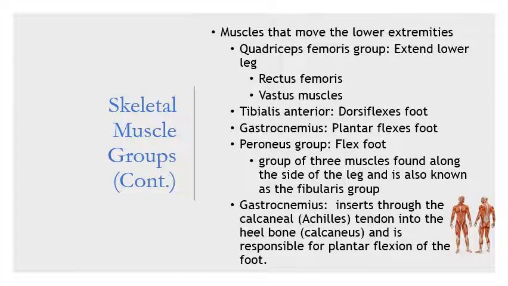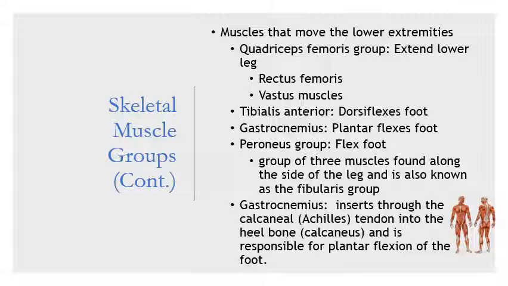More muscles related to the lower extremity. So you've got quadriceps femoris group, which is your extended lower leg. So you've got the rectus femoris and the vastus muscles. Now the vastus muscles is where you're going to get shots in your leg. The tibialis anterior is what dorsiflexes your foot. The gastrocnemius does your plantar flexion. The peroneus group is the one that flexes the foot.